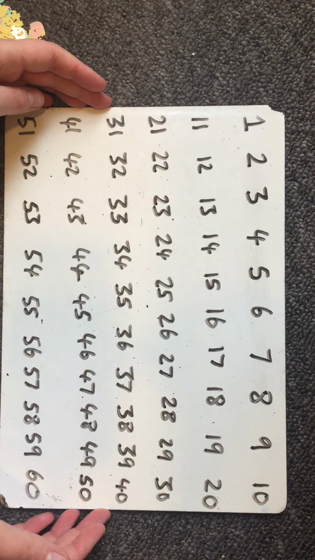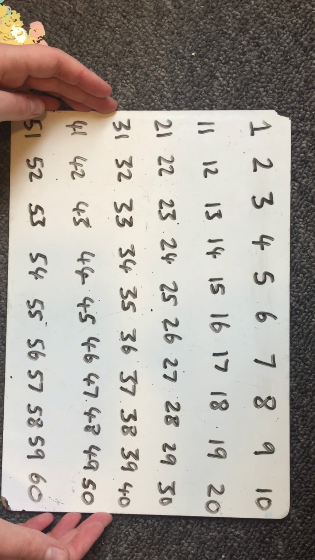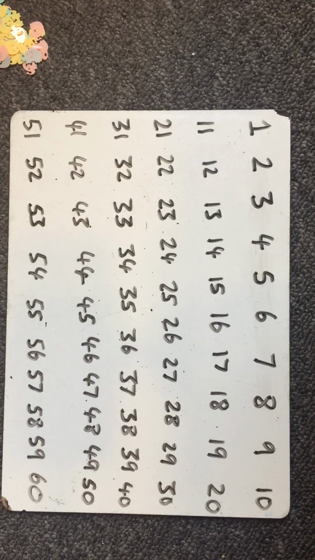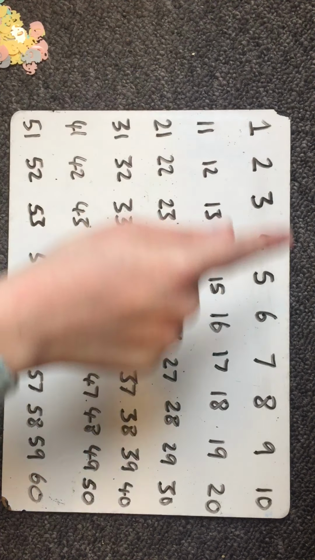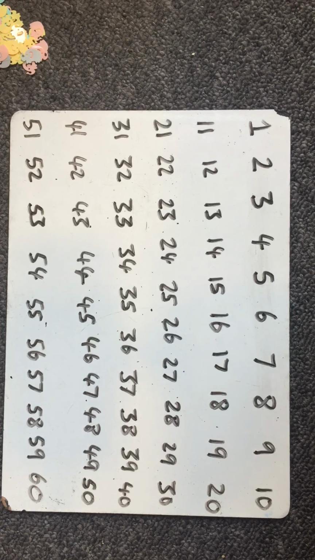Just like we did with our 4 times table, I've written out a number square. This one goes up to 60 today. We're going to circle the numbers that we think are in the 8 times table. So every time we count an 8, they're the ones that are going to be in the 8 times table. We're going to practice counting before we solve our first word problem.